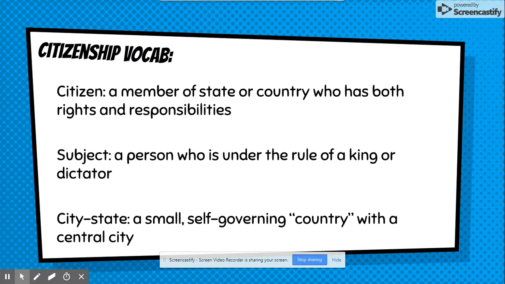Okay, so let's talk about city-states. City-states are small self-governing countries with a central city. We talked about this, I think, last month in one of our warm-ups. A city-state is basically a city that rules over its own territory. They have their own government and they rule over their own territory. And most of Greece was divided into city-states.